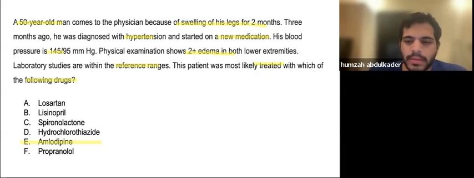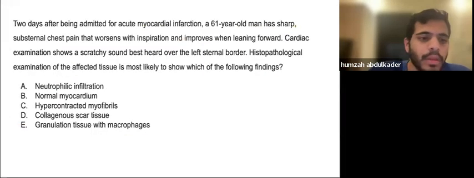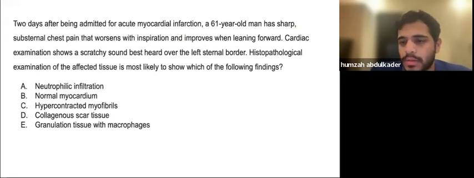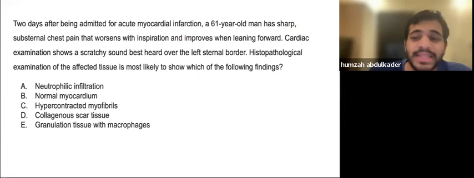Yeah. Remember, guys, side effects, very important. Okay. This is, in my opinion, the most important concept in cardio. It gets tested very heavily.